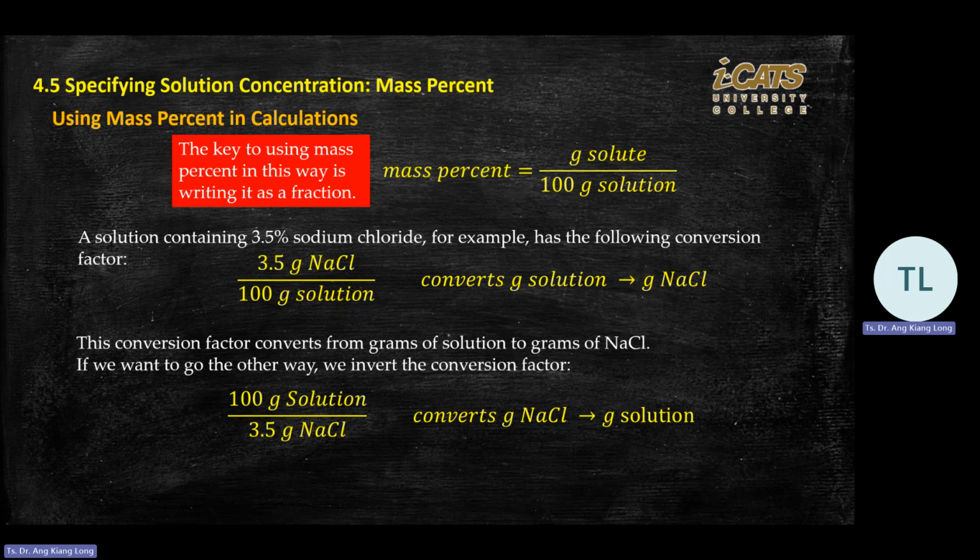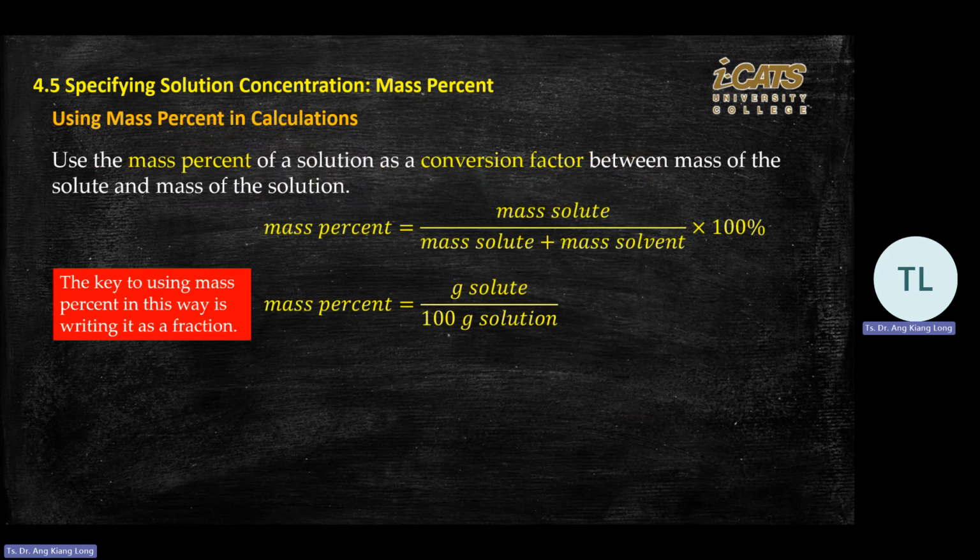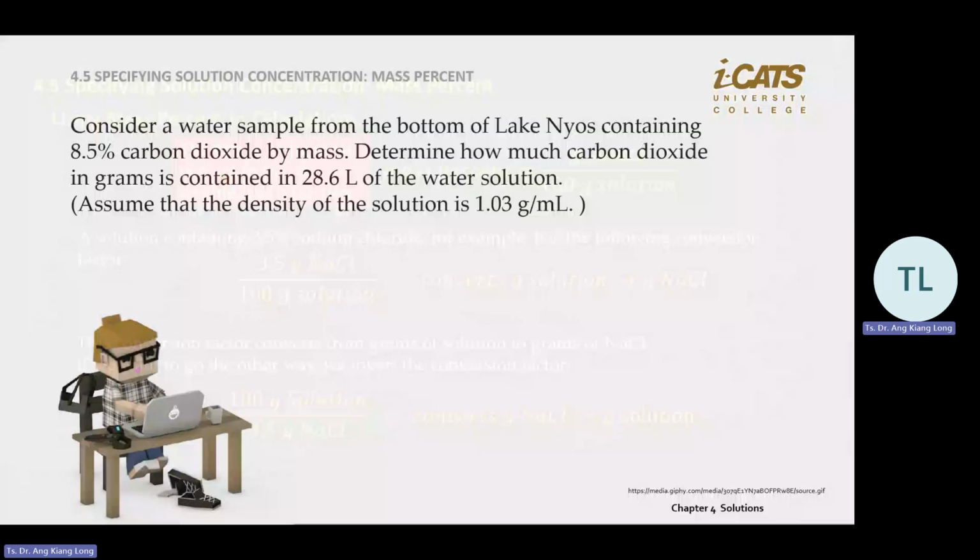But anyway, what is important here is the top equation. You need to write mass percentage equals how many grams of solute divided by 100 grams of solution, or the one with 100%. These two definitions are important. Once you write these, you are able to substitute the missing number. So we're going through this one.